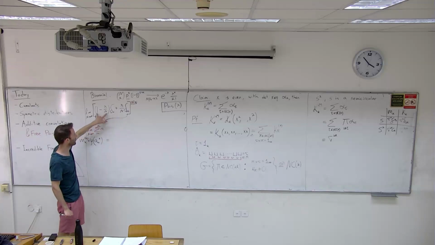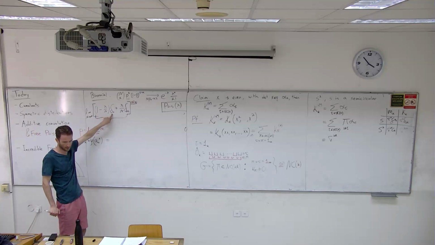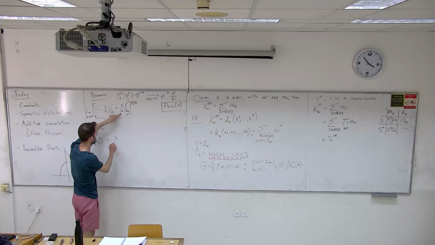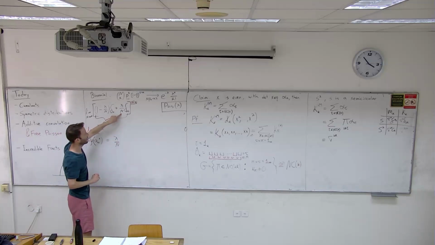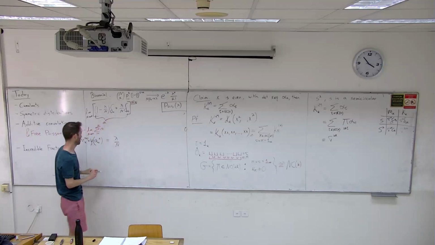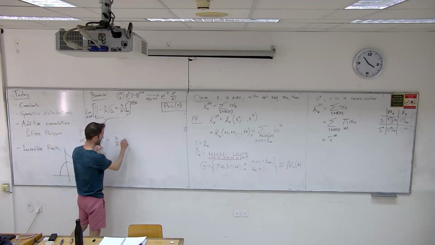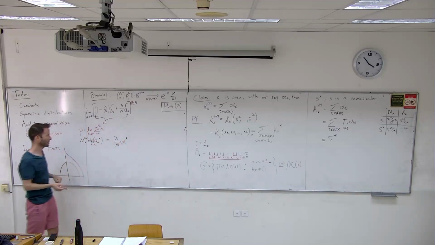So with this probability I have 0, so it contributes nothing to the moment. And with this probability, I get what? For the kth moment, alpha to the k. The first moment is alpha, the second moment is alpha squared, and so on.